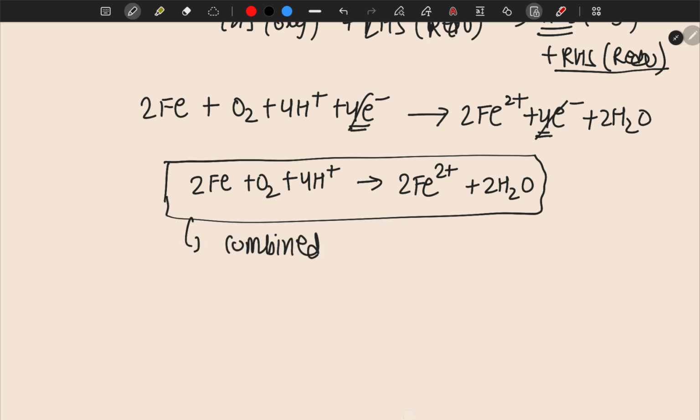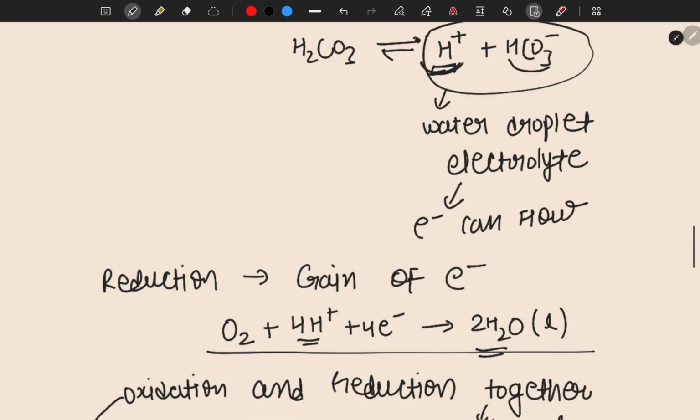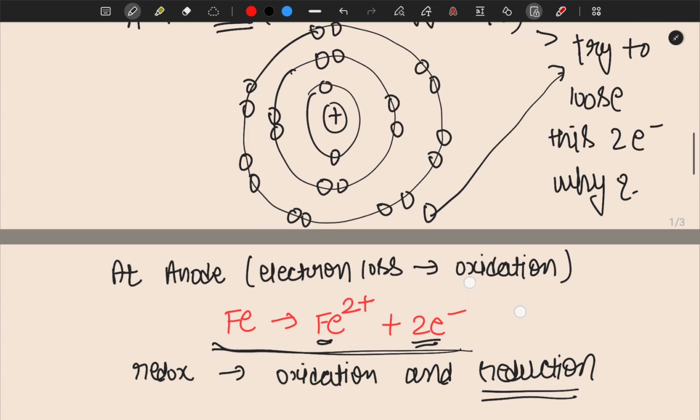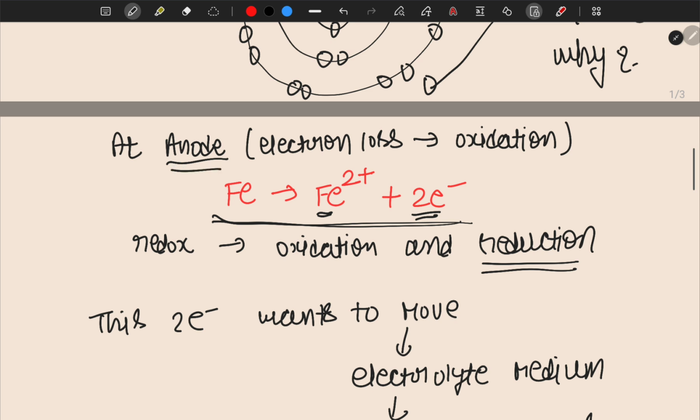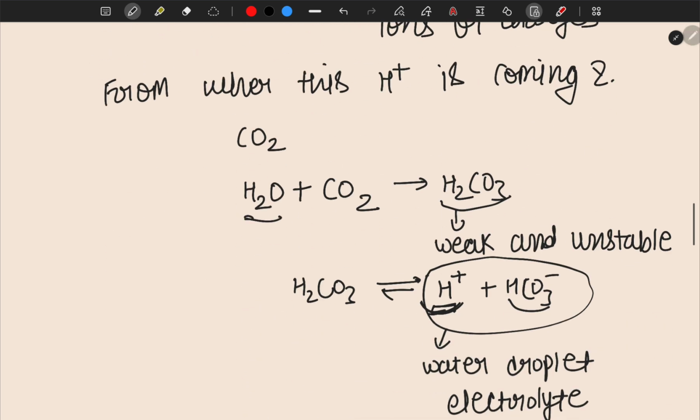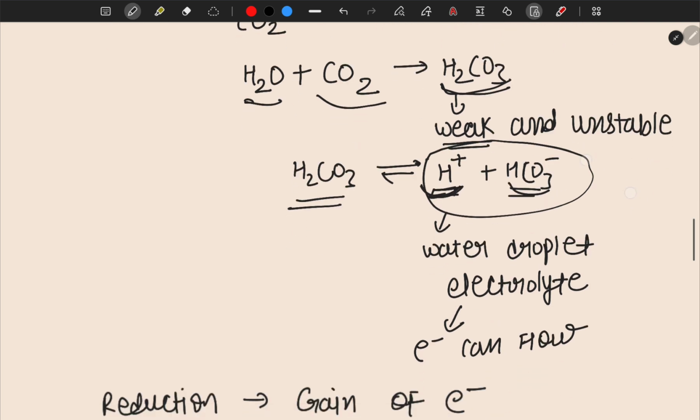Again, let's revise how we got this combined reaction. First we had our iron rod, and we know iron has a tendency to lose electrons, so it lost 2 electrons, and that happened at the anode. Then these 2 electrons have to travel through the electrolyte. So how does nature make the electrolyte? H2O reacts with the CO2 present in the atmosphere and forms H2CO3, which is weak, and then this H2CO3 dissociates into H+ and HCO3-. Now we have our ions, so we have electrolytes.